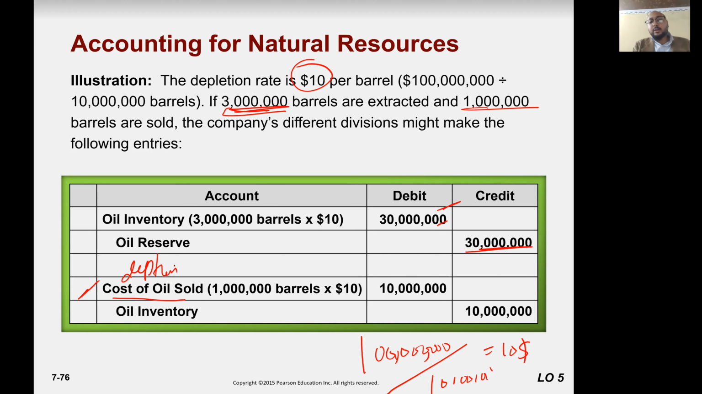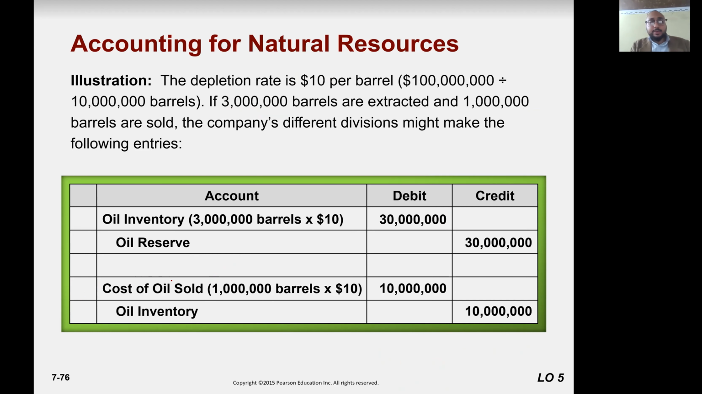So you can also write it down depletion expense. All right. So this is directly added to their cost of goods sold. You can also write it down depletion expense or cost of goods sold. So remember, depletion expense is only recorded for those items which are sold. 1 million barrels are sold. 1 million multiplied by 10 per barrel is 10 million. So cost of goods sold or depletion expense to oil inventory.